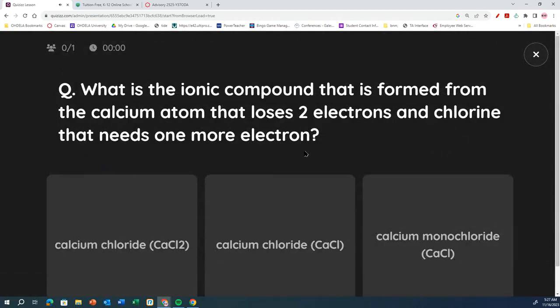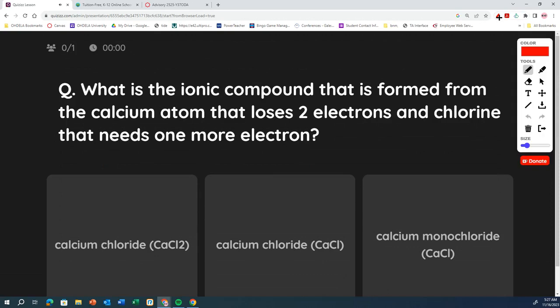What is the ionic compound that is formed from a calcium atom that loses 2 electrons and the chlorine atoms that need 1? Okay, so when we talk about this, we look at calcium 2 plus and chlorine 1 minus. We use these numbers without the positive or negative charge, and we cross them to become the subscript. So this becomes Ca, we don't need to use the 1, Cl2. Calcium chloride, CaCl2.